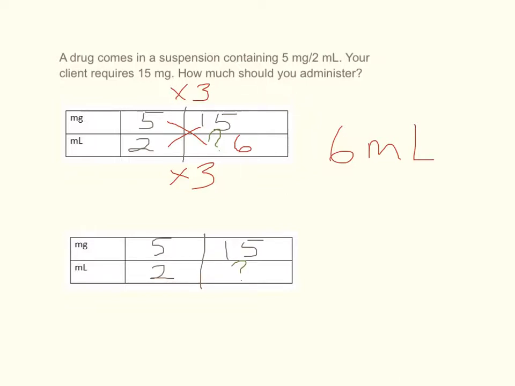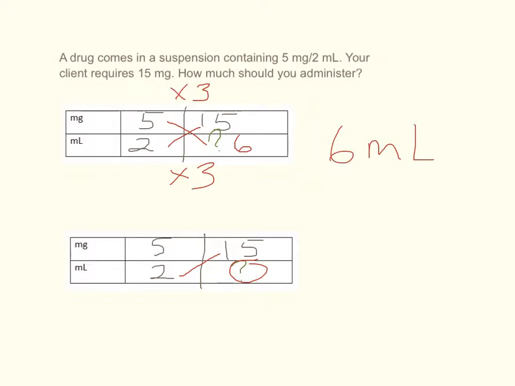So we know that the diagonals, 2 times 15 is 30, and I know that whatever this unknown value is, that times 5 also has to be equal to 30. So what I'm asking is 5 times what is equal to 2 times 15? In other words, 30 is how many times greater than 5, and that is a division problem.